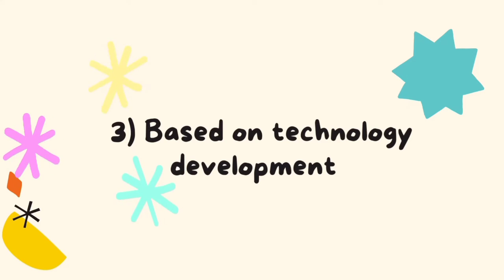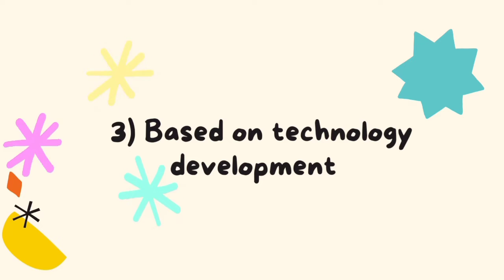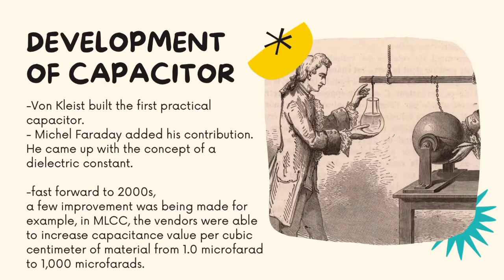Let's move on to the difference between capacitor and battery based on technology development. For capacitor, Von Cleese built the first practical capacitor. He took a medical bottle and filled it partly with water, as we can see from the picture, and then sealed it well with a cork. Later, he pushed a nail through the cork into the water. When Von Cleese was about to touch the nail, he felt the separated charges were able to reunite by flowing through his body. And then, Michael Faraday added his contribution as he came up with the concept of dielectric constant.